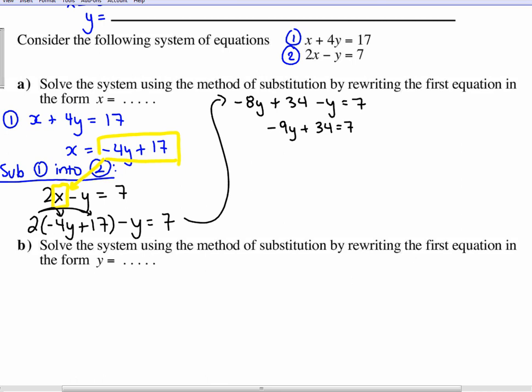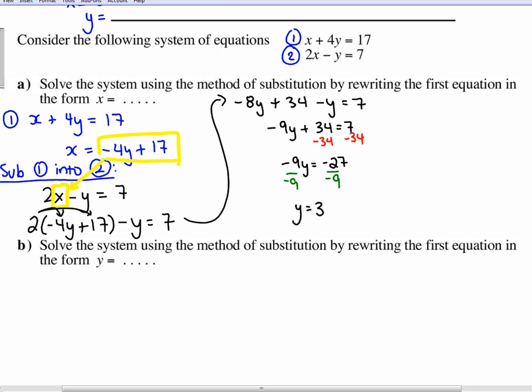And then? You already got the answer? What do you do next? Oh, negative 9y equals what? Yes. So we get negative 9y equals 7 minus 34, negative 27. Divide both sides by negative 9. Y is equal to 3.